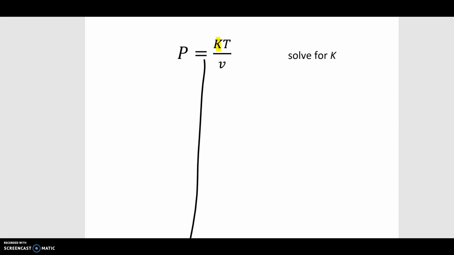I'm going to draw my wall, so I do not forget to do the exact same thing on both sides of my equation. And I'm going to get rid of the fraction first. I don't want to have to worry about the fraction. So since a fraction is simply a division problem, the opposite of division is multiplication. So that means I'm going to multiply both sides by v.